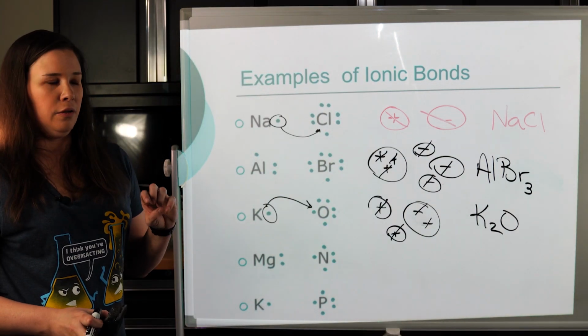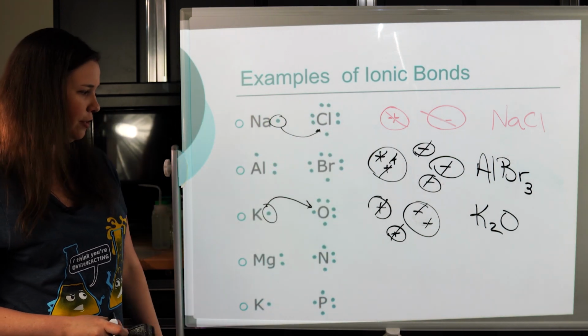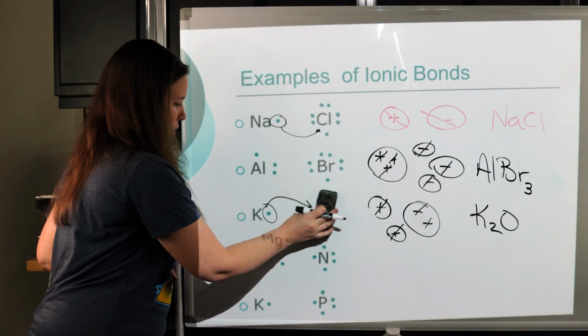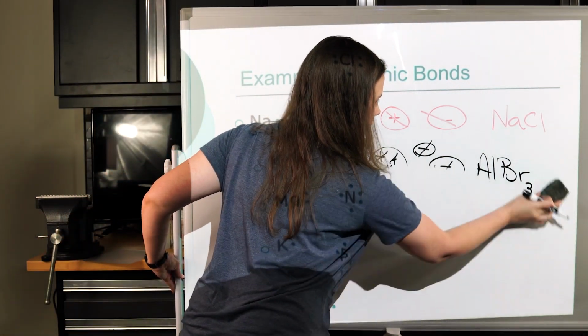All right. There is a less pictorial way to do this. You don't have to draw these pictures every time. There's a shortcut called the crisscross method. So I'm going to show you that with our next one. Let me just make a little room here.